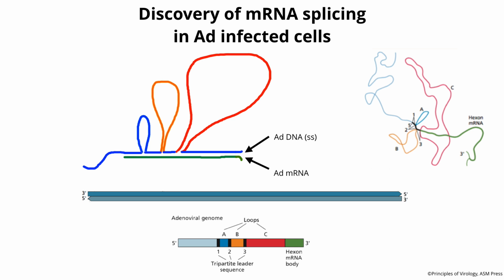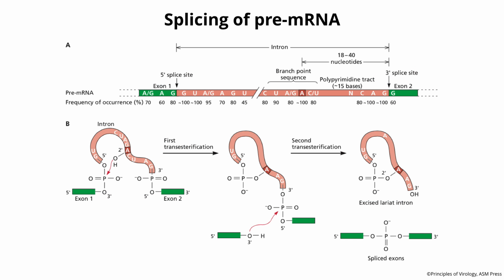And the late mRNAs have this structure. They have intervening sequences that are removed by splicing. Since then, we know that splicing occurs in many, many cellular mRNAs as well as viral mRNAs. And people have studied this a lot to understand how it happens, and a lot of that data are shown here.